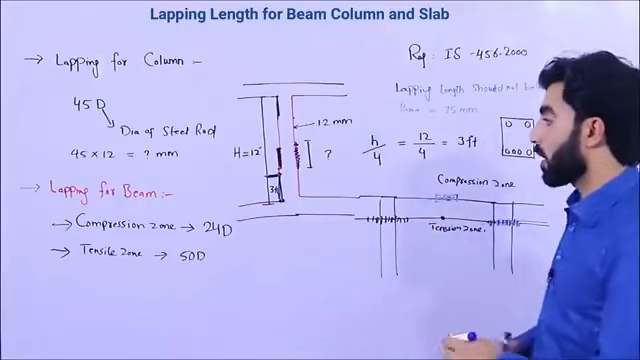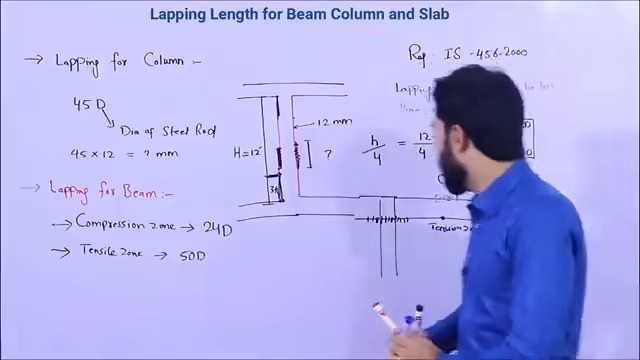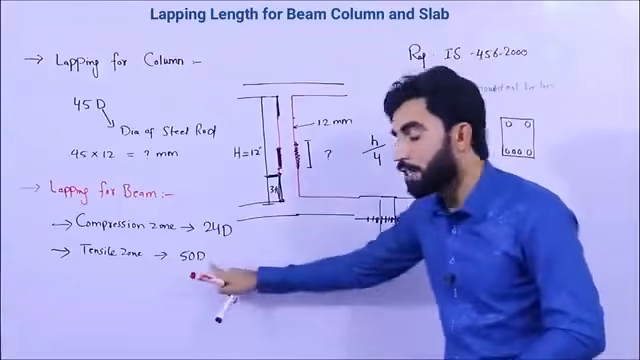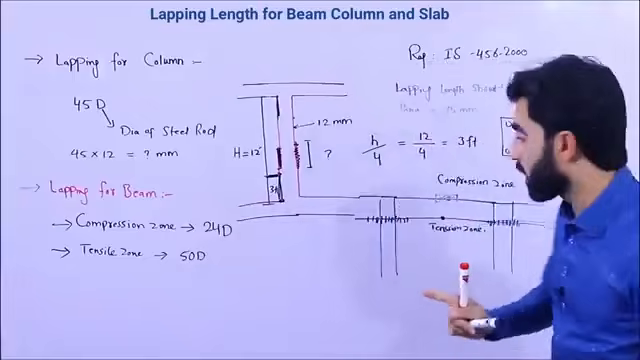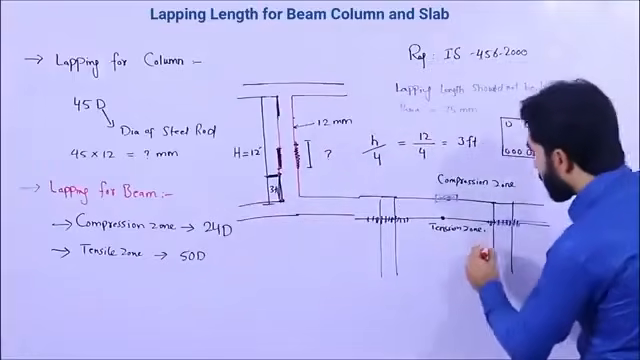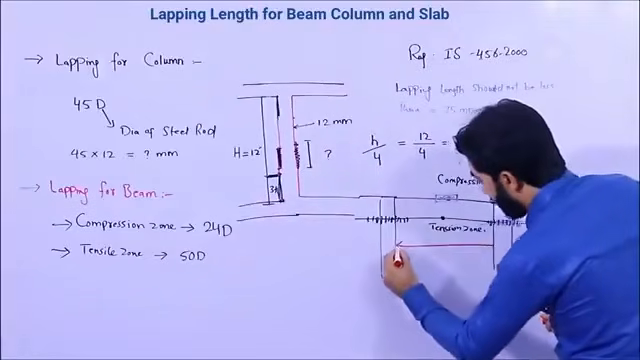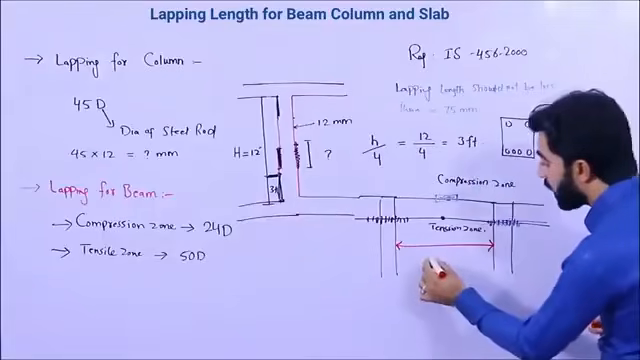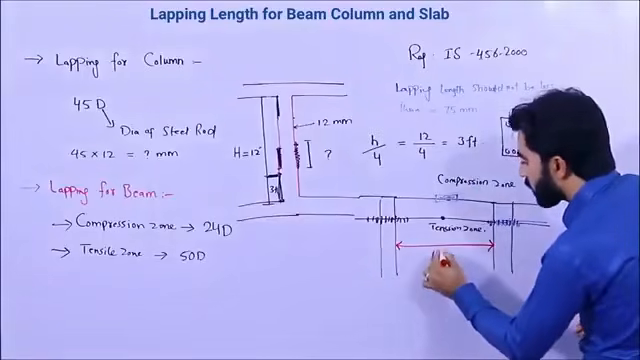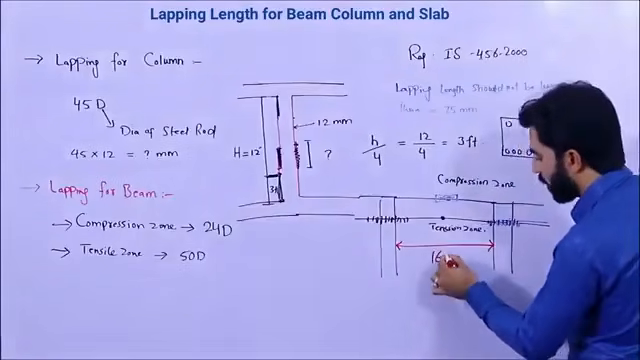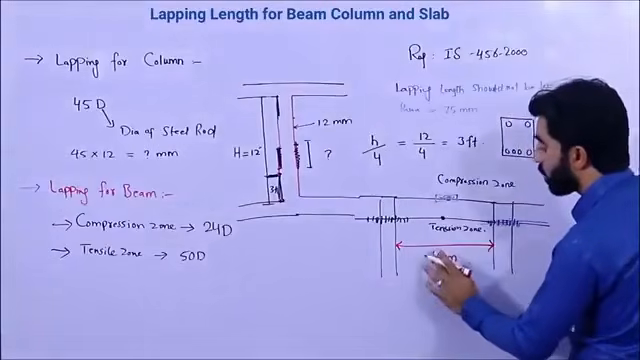So the formula for the compression zone should be 24D, and for the tension zone it should be 50D. But never forget one thing, guys. As you can see, this is the length of the beam, this is the span. For example, the span is 6 meter.